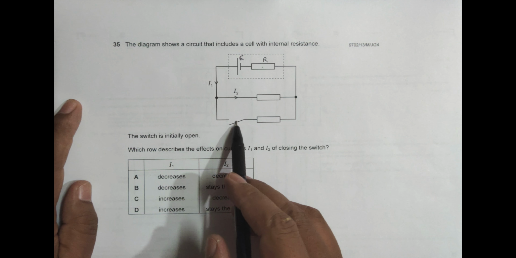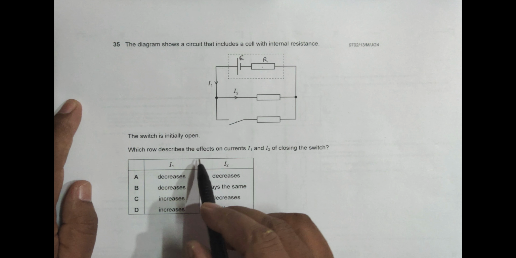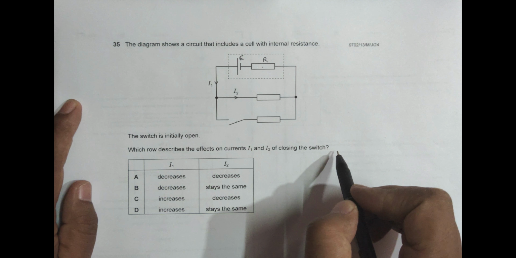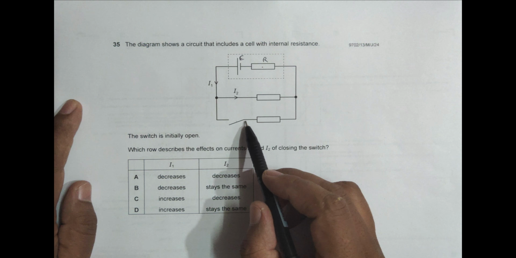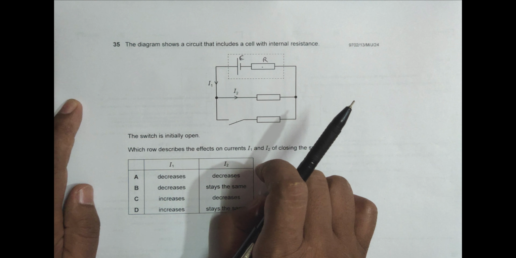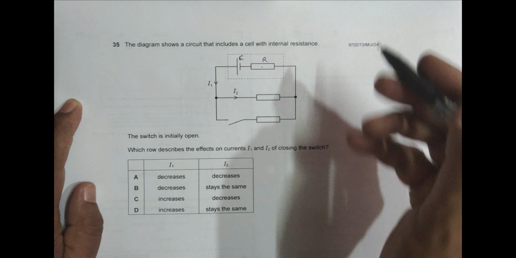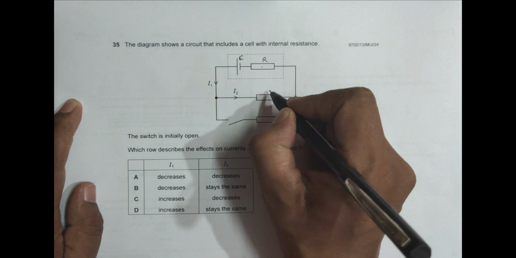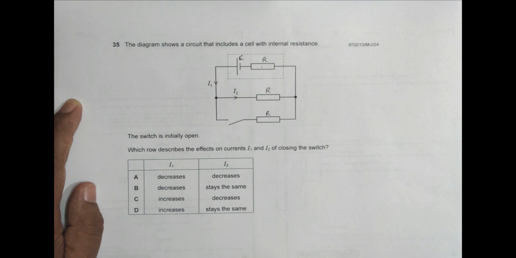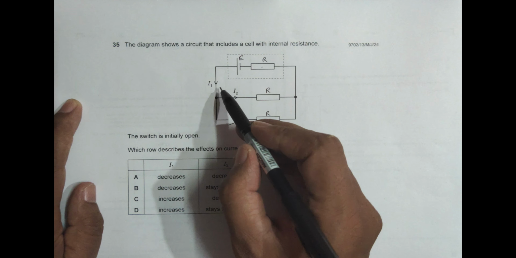The switch is initially open here. Which row describes the effects on currents I1 and I2 of closing the switch? So we close the switch and we have to state the effect on I1 and I2. For ease, let me say this is R and this is also R. Initially, what is the value of this I1?